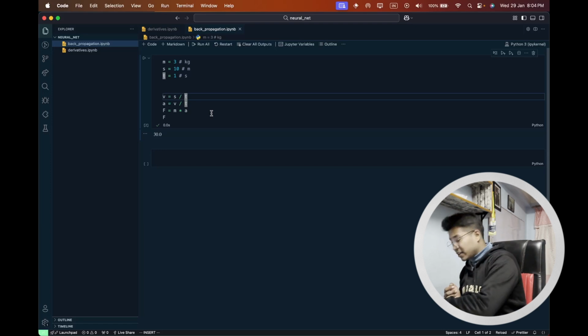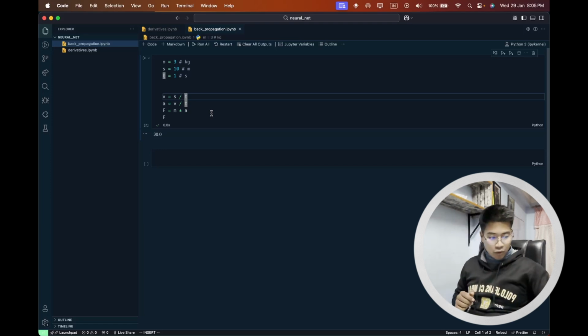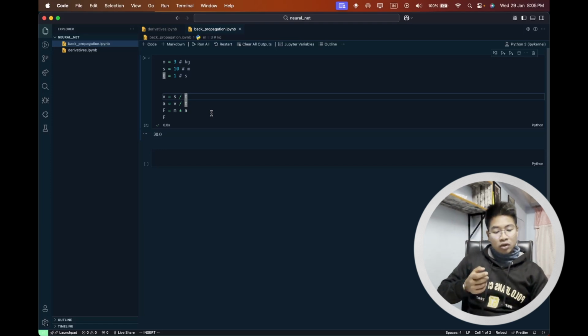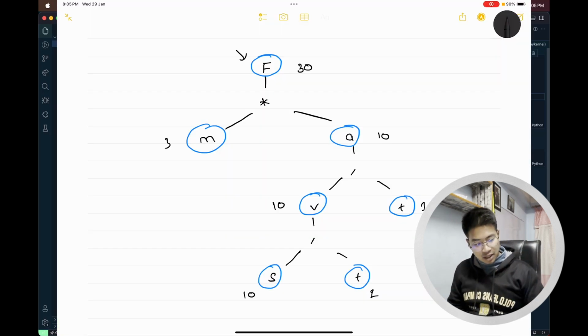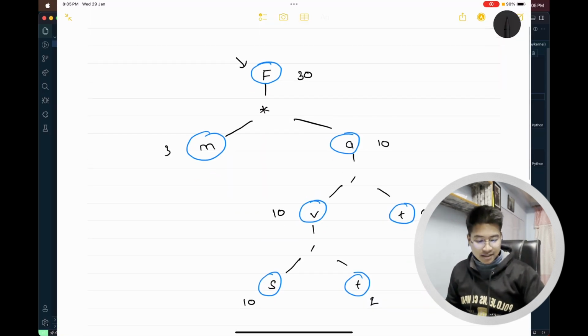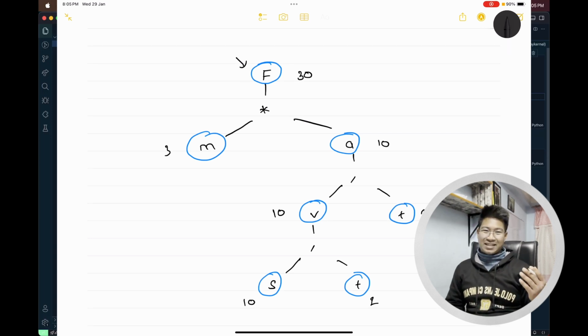Okay, enough of that talk. Let's actually go ahead and program this. When we program this, what do we program? Look at this tree structure over here. A tree structure is a good data structure to actually code this, so let's do it in terms of this tree structure.